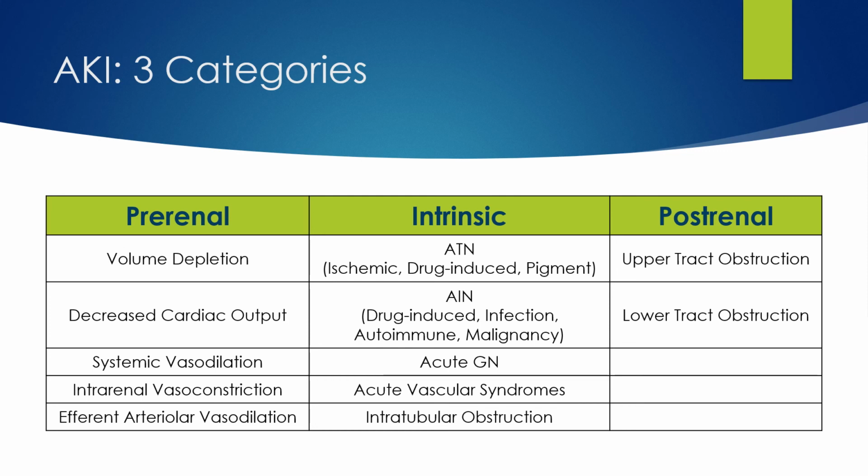It could be glomerulonephritis. It could also be acute vascular syndrome such as renal artery stenosis, atherosclerotic disease, or it could be intratubular obstructions such as paraproteins that you see in myeloma or crystals with various drugs. Post-renal is a little bit easier to understand. If it's upper, it's typically nephrolithiasis or blood clots or external compression from a tumor, say in the colon or something that's pressing on the ureter. Or it could be lower, such as BPH or blood clots once again, or a urethral stricture.